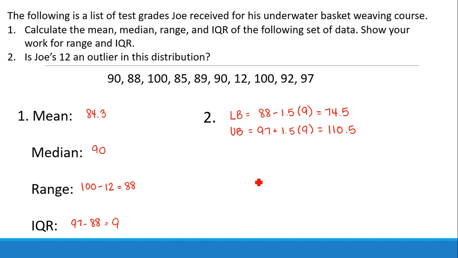Obviously, there are no upper outliers because no one scored over 110.5, but there is a lower outlier, which is 12. So we would say yes, because 12 is less than 74.5.